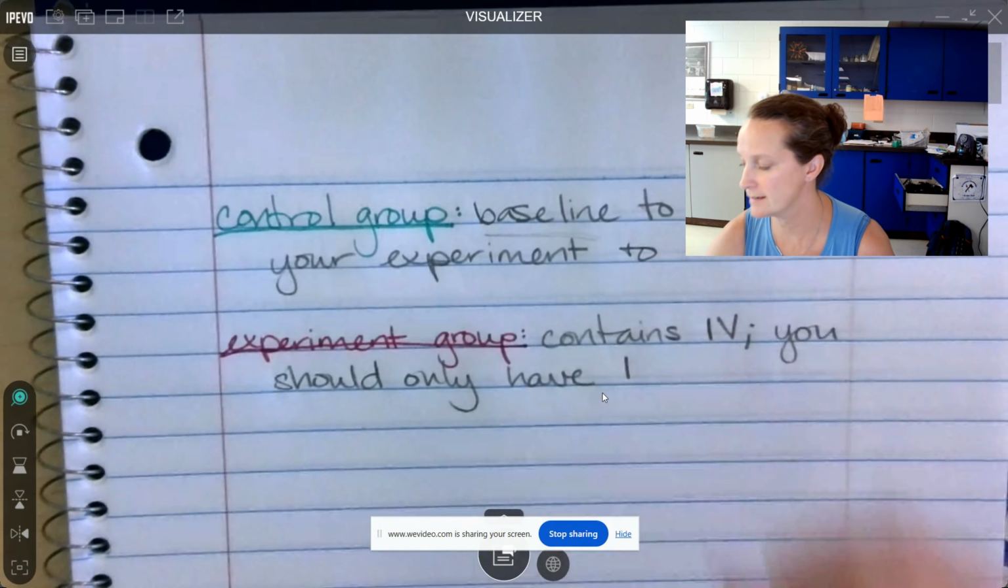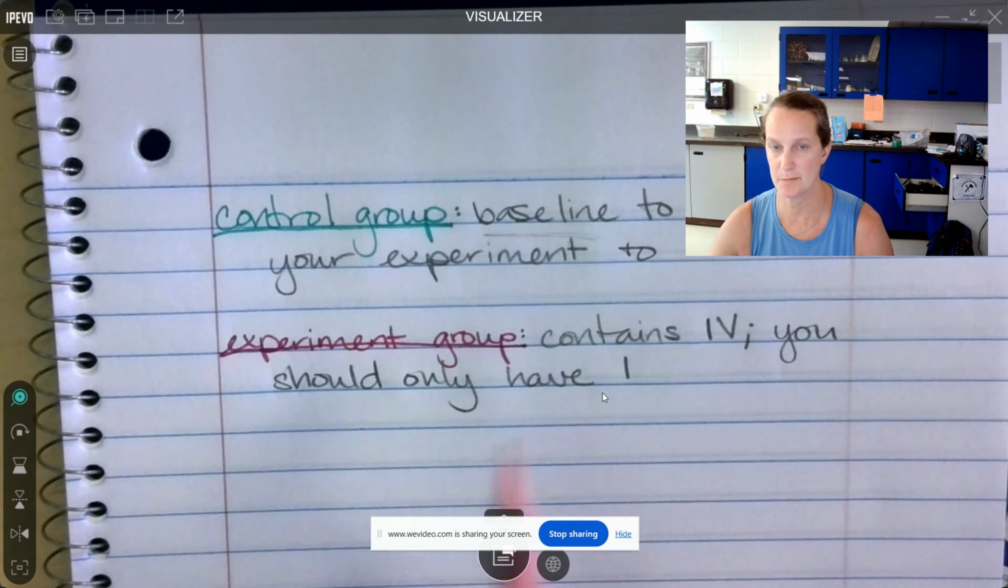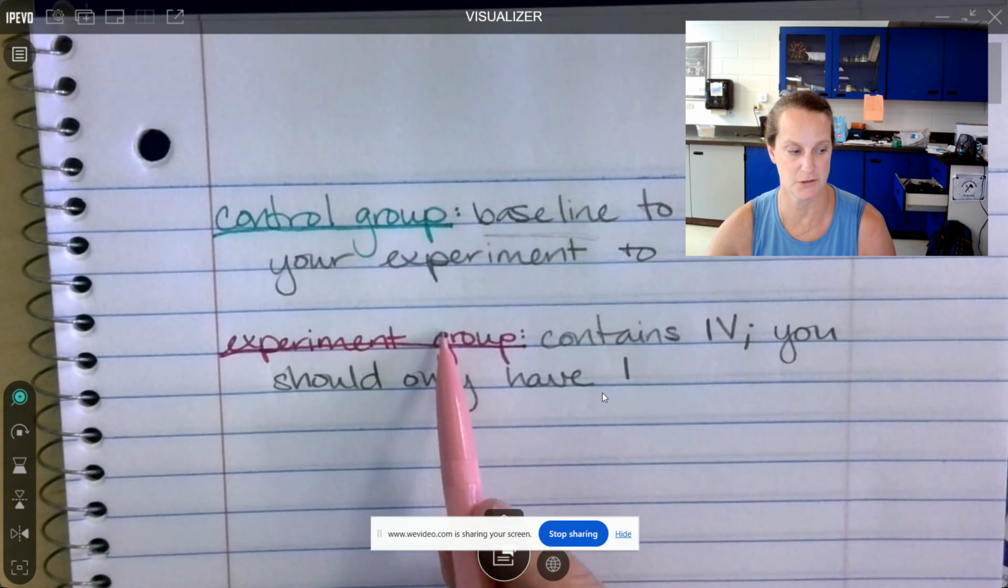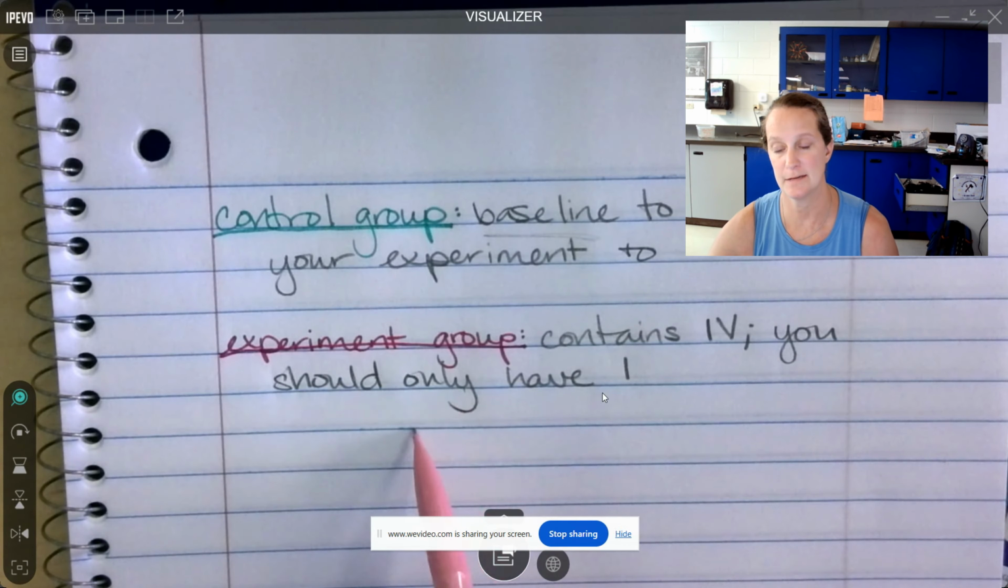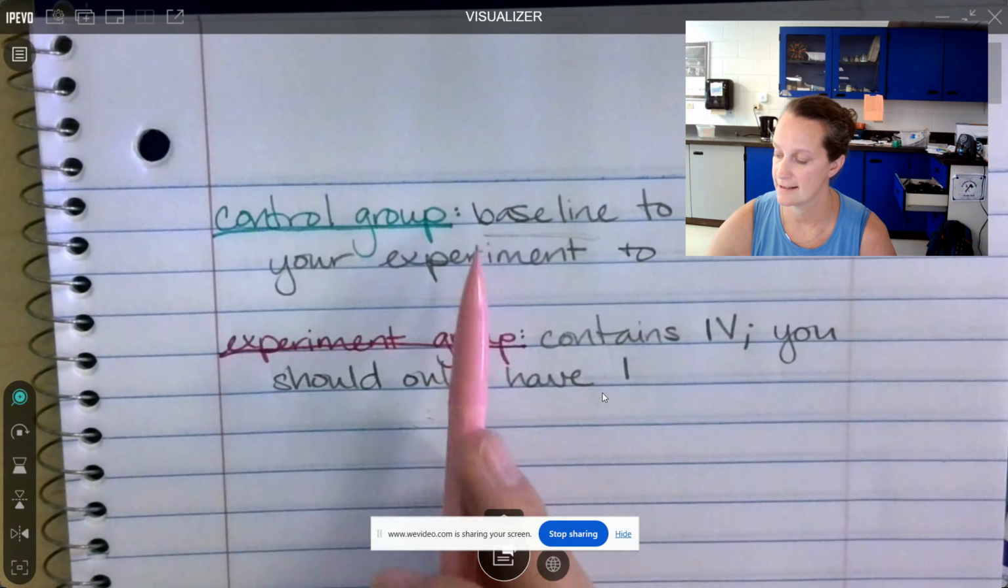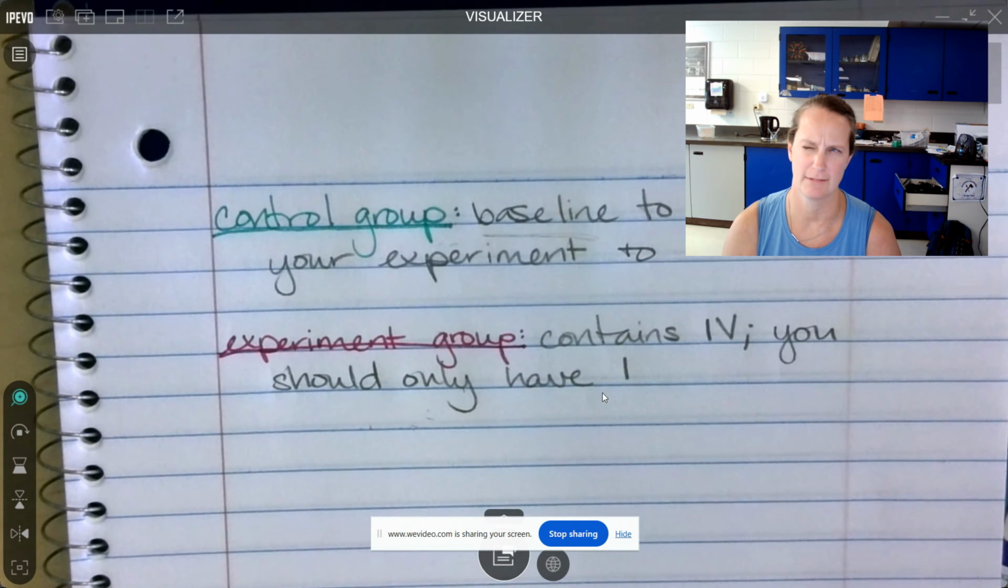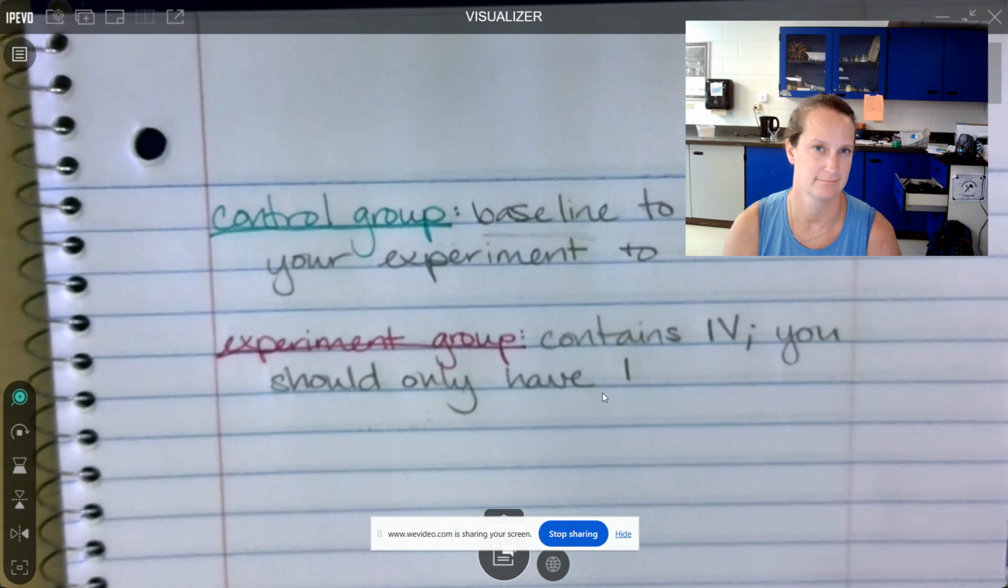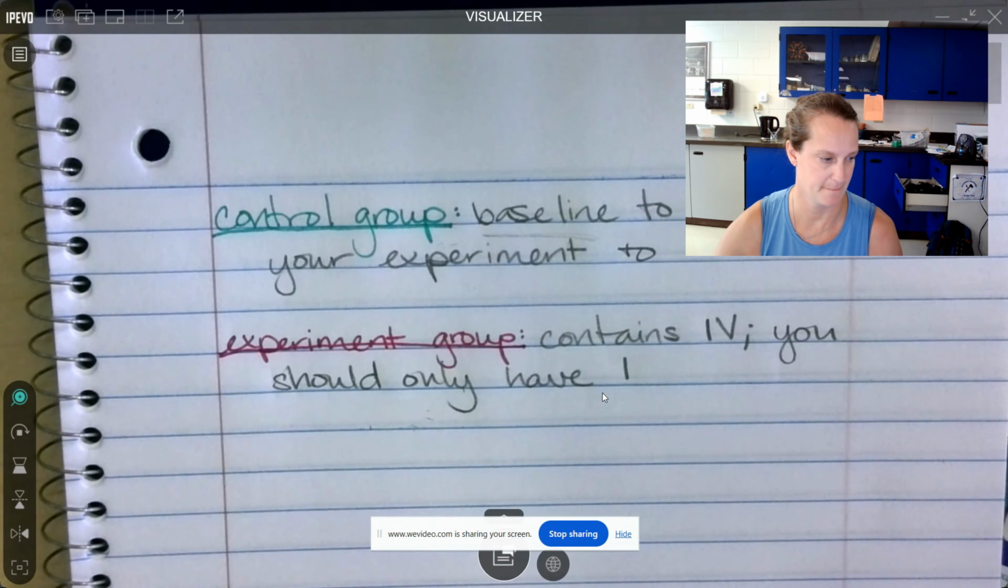And the reason that's important is because if you change more than one thing from your experiment group to your control group, you don't know if it's the amount of water or the amount of sunlight that caused it to grow differently. Does that make sense? Okay.